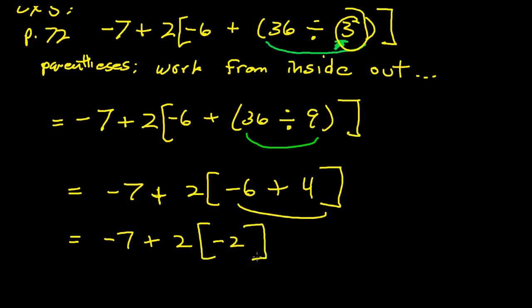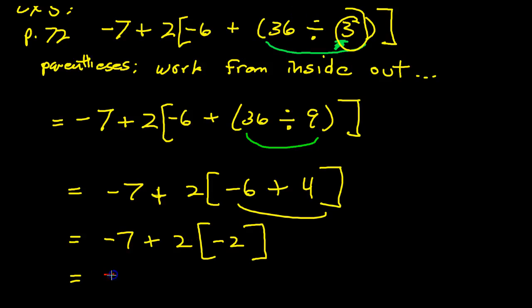All right, so that takes care of all the operations within symbols of grouping. Now what? Well, I've got an addition here and an implied multiplication here. So which gets done first? Well, of course, the multiplication gets done first. Don't do this plus minus 7 plus 2. That gets done last. 2 times minus 2 first, okay?